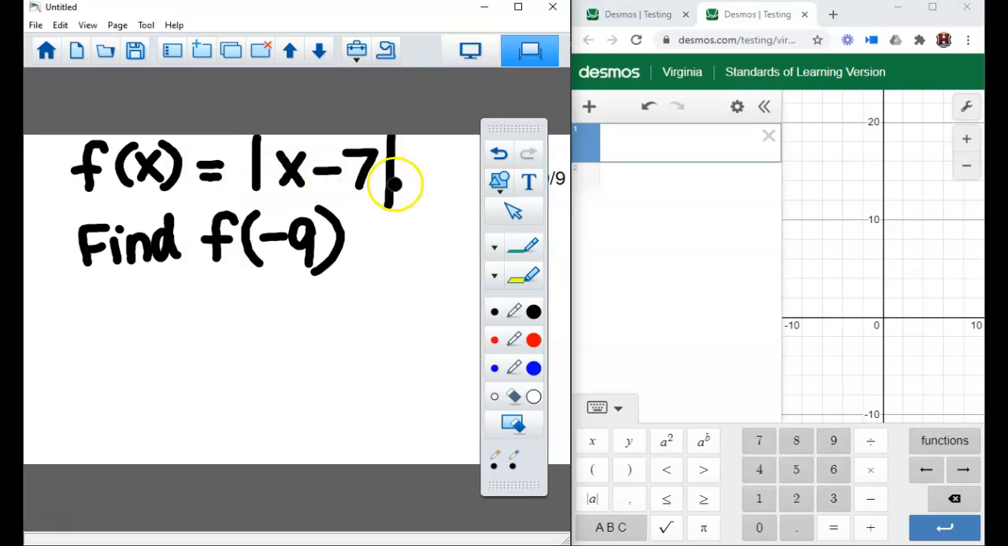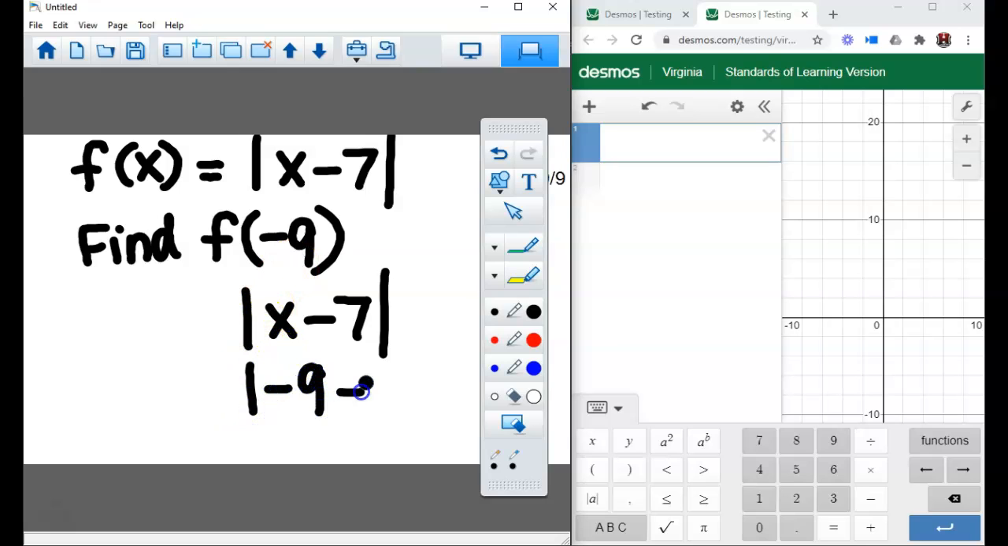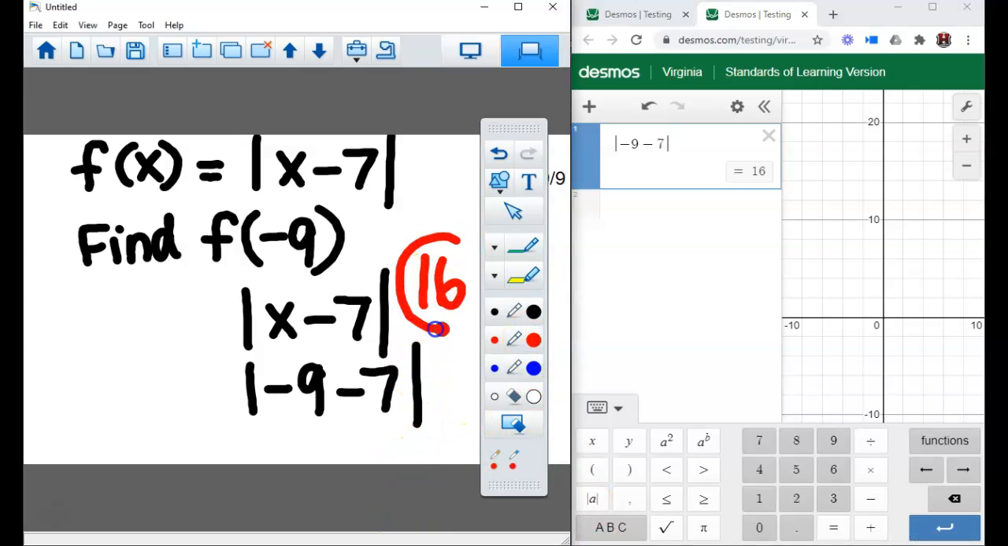So here's your function rule. No parentheses are necessary around that x. So you're just going to write this as the absolute value of x minus 7. It's going to stay the same. And you're going to input -9 where that x is, so that's going to be the absolute value of -9 minus 7. Now we go to the Desmos calculator and type that in exactly like we see it. You'll notice right here are your absolute value bars. So we're going to do the absolute value of -9 minus 7, and then close your absolute value bars. And you'll see right here, your output, your answer, should be 16.